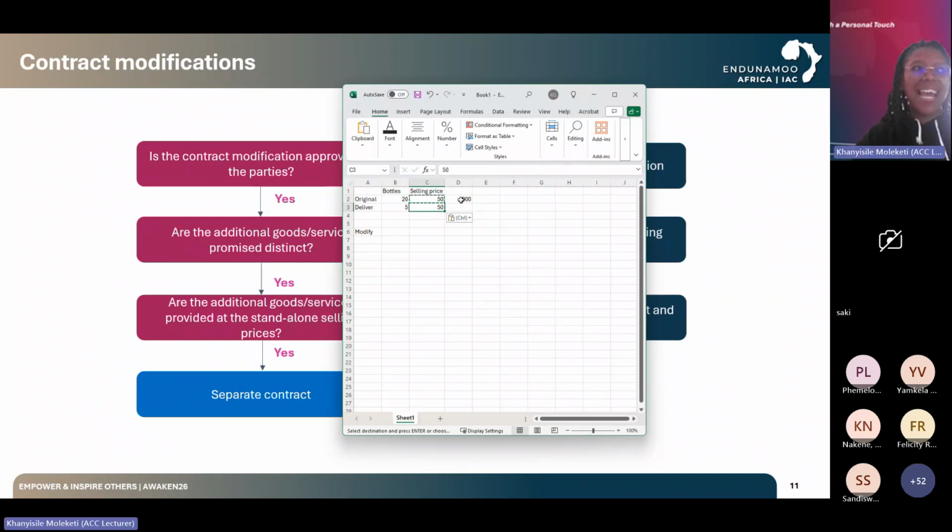We're delivering the 5 at 50 Rand, right? Because we said we allocated 50 Rand as a transaction price to each PO. So therefore, our revenue recognized is 5 times 50.